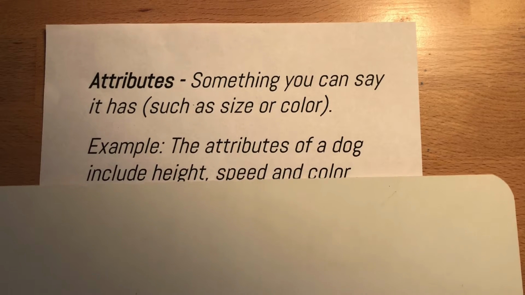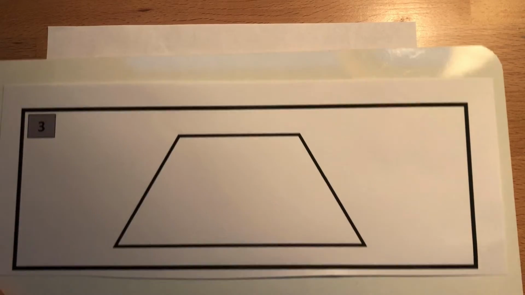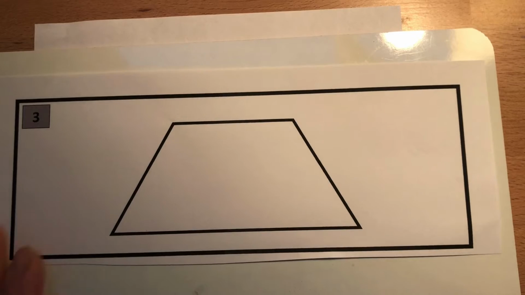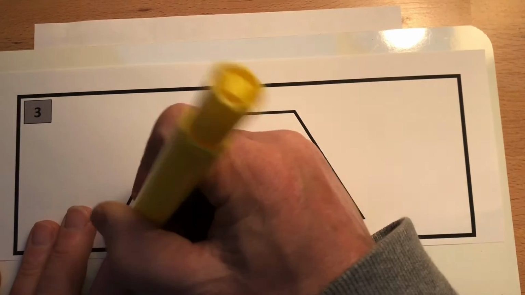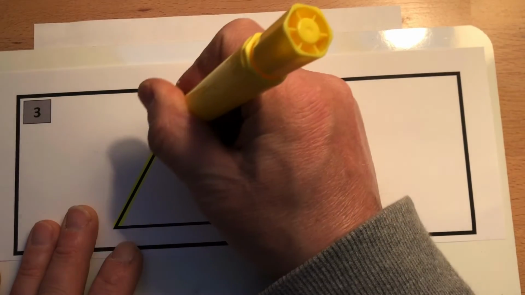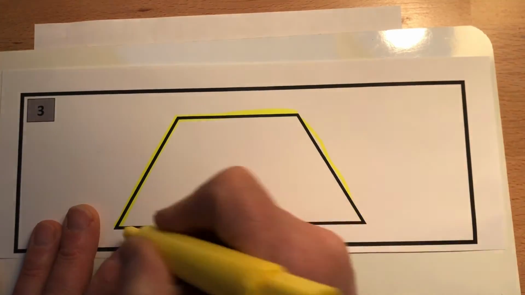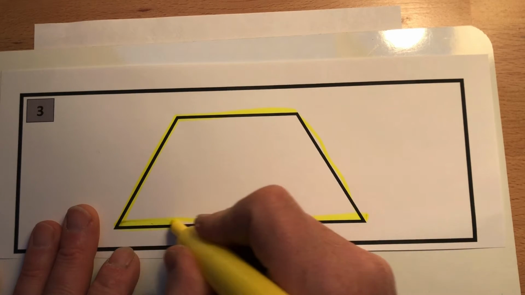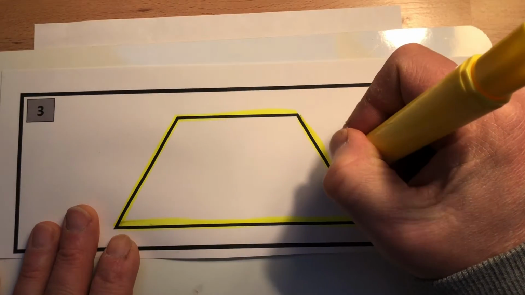So attributes, let's take a look at this shape. Okay, so this is a certain shape, and I want you to think about this as a class. What shape is this, all right? It's not the big rectangle around it. It's this shape on the inside. Okay, I'm gonna trace that for you. First of all, we want to know what shape this is. Then I want to know about some attributes of it.